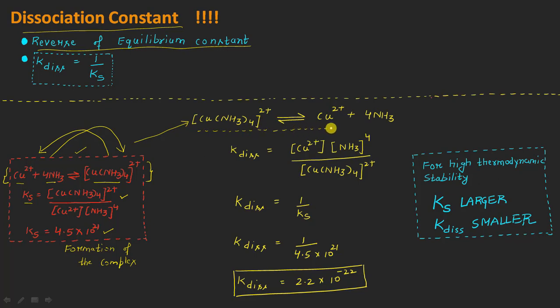This is indicating actually the dissociation. So let me write here, because it is a dissociation of the complex into its constituent ions. You can see here the complex is dissociating. So it is basically a dissociation of this complex here.